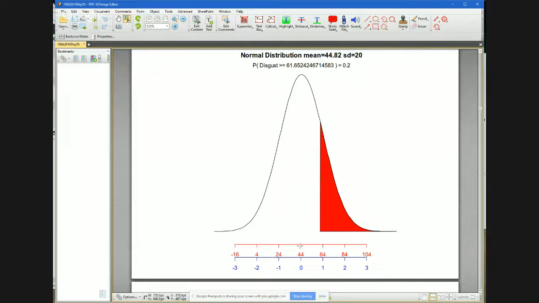So going from 44, which is the center, that's the equivalent of a Z score of 0. So we go up one standard deviation of 20 points. We go from 44 to 64. But in standard deviation units, we go from 0 to 1.